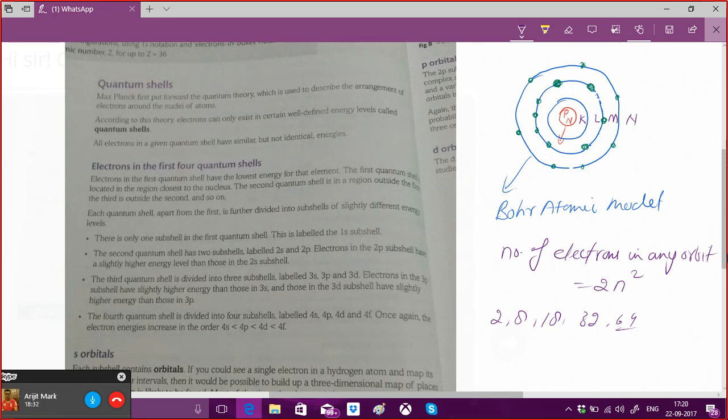Different shells have different amounts of energy with respect to the number of electrons carrying in it. Okay.